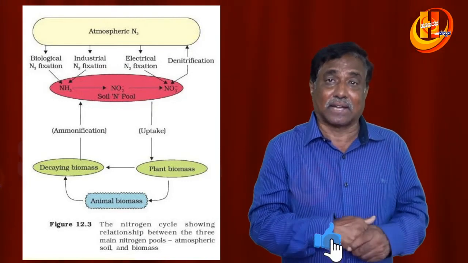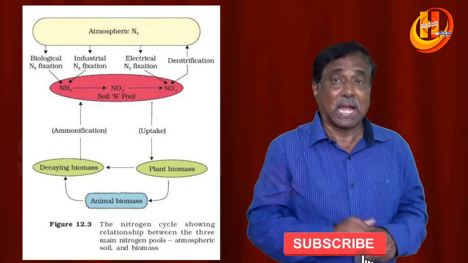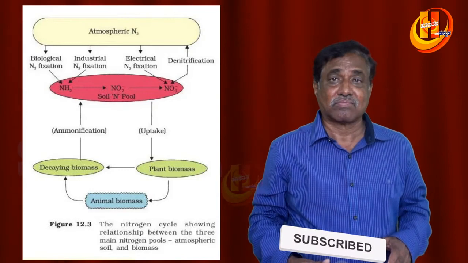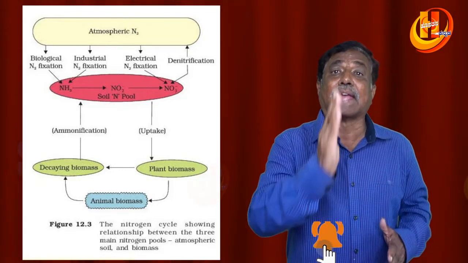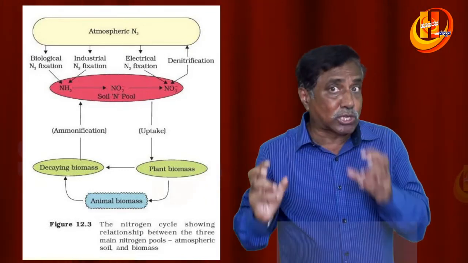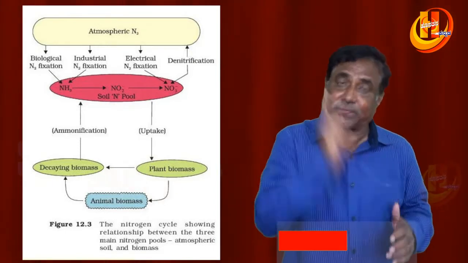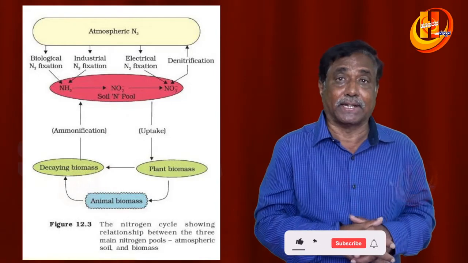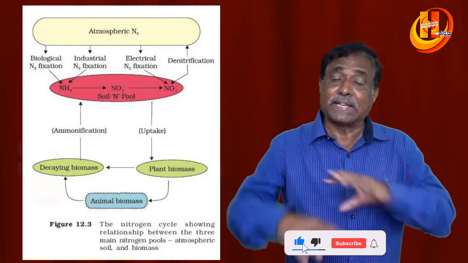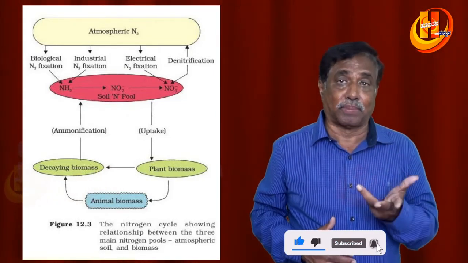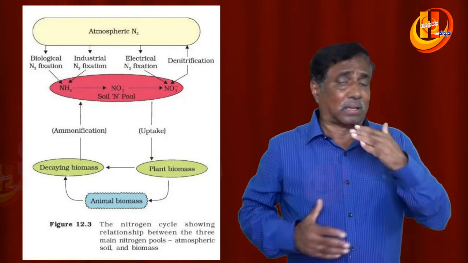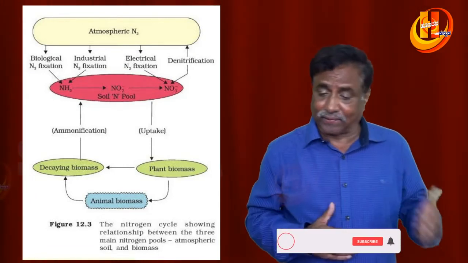Symbiotically, it fixes the atmospheric nitrogen. And non-leguminous plants like Alnus also contain Frankia, a bacteria which fixes atmospheric nitrogen symbiotically. At first, the rhizobium is also present, and the Frankia as well.